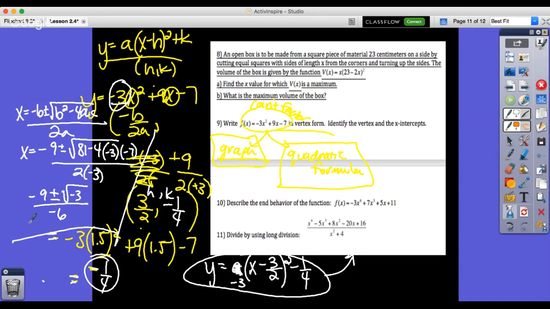Because this negative is on the inside, we can make it positive and just put an i on the outside. And I could leave it like that. If I wanted to simplify, people mess this up all the time for some reason, I'd put the negative 6 underneath both. So I would say negative 9 over negative 6, which is 3/2, plus or minus i square root of 3 all over negative 6. And you can do that as well. That's our x-intercept.